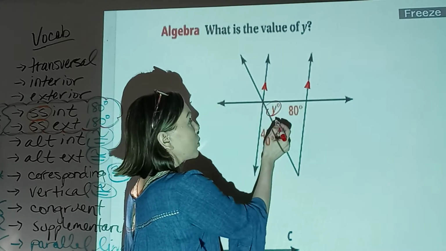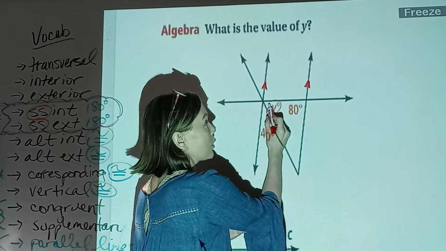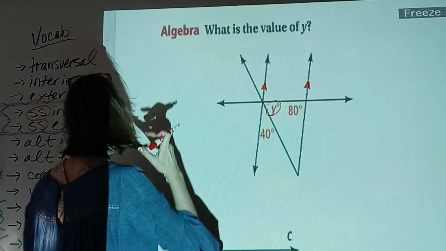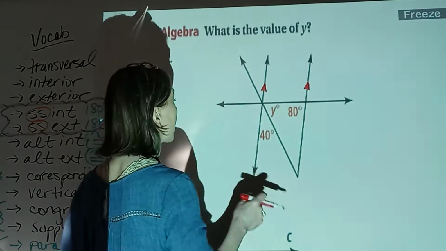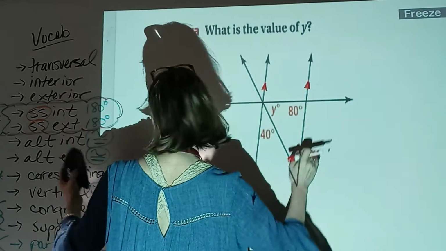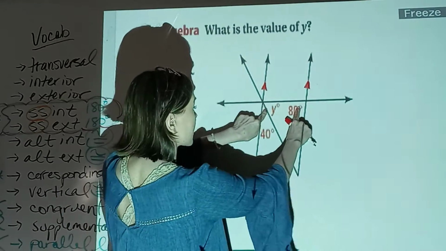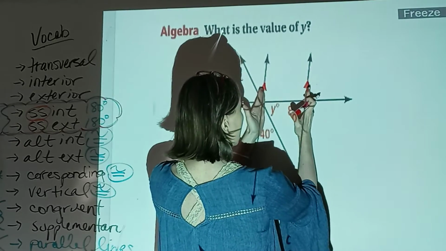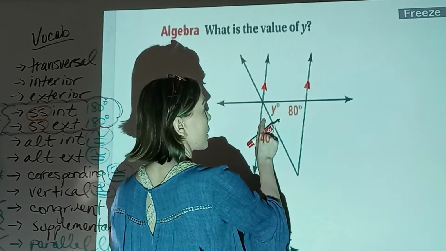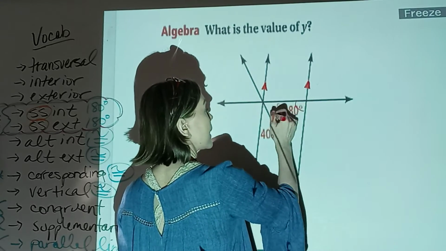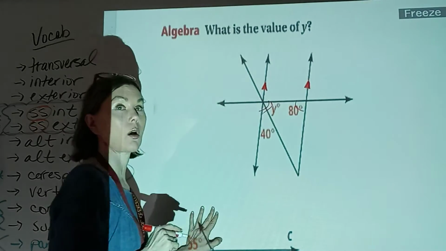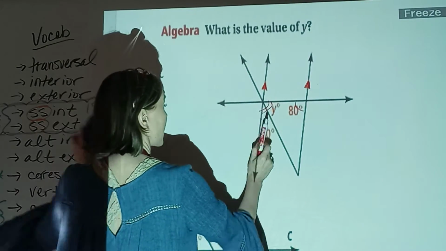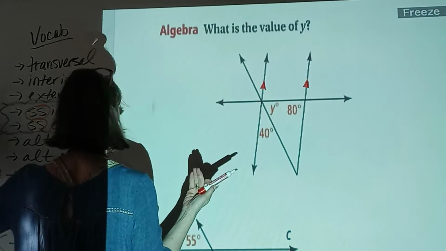We need to figure out what is the value of this angle right here. What I need you to start thinking to yourself out loud is that, okay, here's our two parallel lines cut by the transversal, and these two angles are on the same side, and they are inside the two parallel lines. So these two angles are same side interior angles, okay, which means that they are supplementary. That means that this angle plus this angle is 180 degrees.